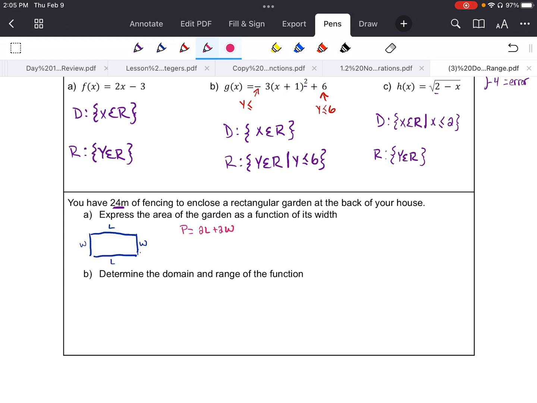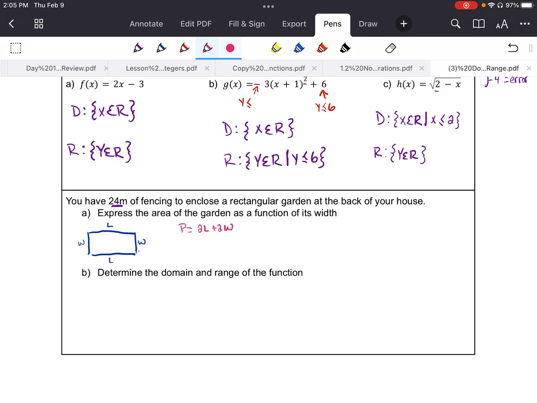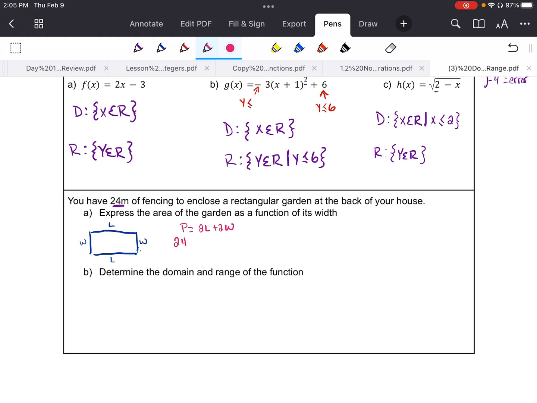But we're only given perimeter information, so we need to use this information to isolate a variable and then put it into an area equation. So because we want the final answer to be as a function of width, we're going to isolate the L in the perimeter, because that leaves us with the W later on. Okay, but first thing, the only information we know here is the perimeter. It's 24, so we're going to put that here.